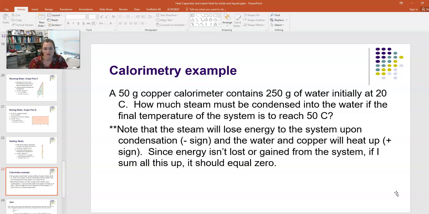Okay, so in this case, you've got a closed system. Energy isn't going to be lost or gained for the system if it's well insulated. So what we're going to assume is that all the heat energy that comes from the steam is given to the copper and the water that are already in the calorimeter. So if I sum all those contributions to the heat up from everything, the sum of all those heat contributions should equal 0 in a perfectly insulated system. And that's what you have to do in most of these calorimetry problems. That's going to be my strategy.